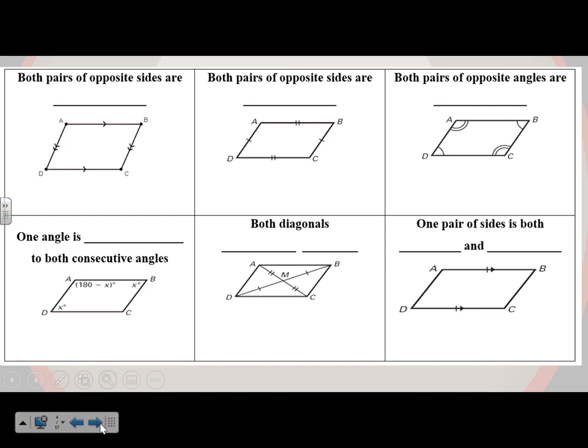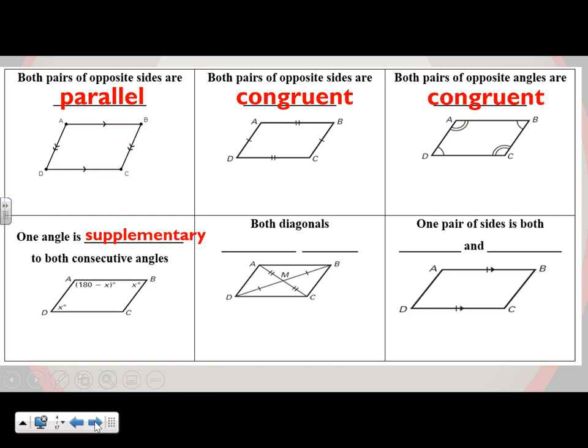So again, these are going to look very similar to what we did in the last section, but they are a little bit different. Both pairs of opposite sides are parallel. So again, if we know both pairs of opposite sides are parallel, then that has to be a parallelogram. So the next one, is that a parallelogram? Well, it is, because we know both pairs of opposite sides are congruent. The third one, is that a parallelogram? Yes, it is, because we know both pairs of opposite angles are congruent. What about this bottom left here? That is a parallelogram because one angle is supplementary to both consecutive angles.